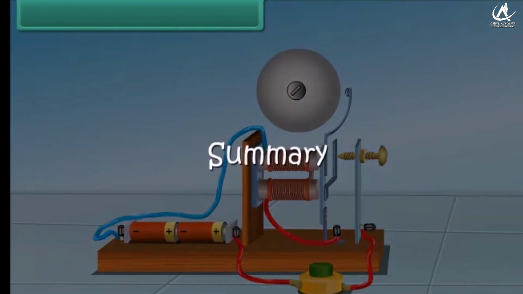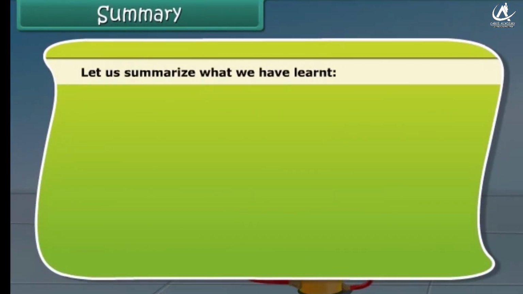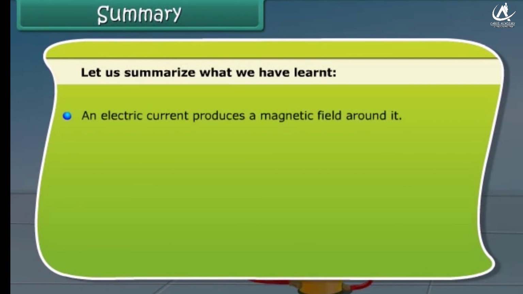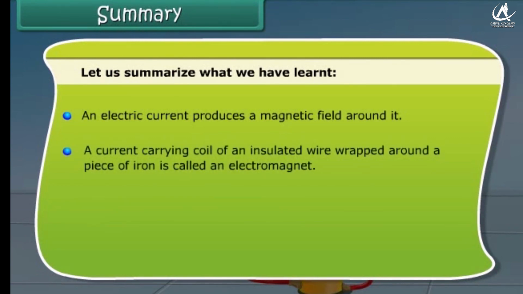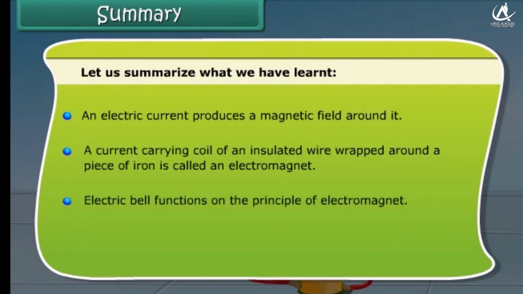Summary. Let us summarize what we have learned. An electric current produces a magnetic field around it. A current-carrying coil of an insulated wire wrapped around a piece of iron is called an electromagnet. An electric bell functions on the principle of an electromagnet.